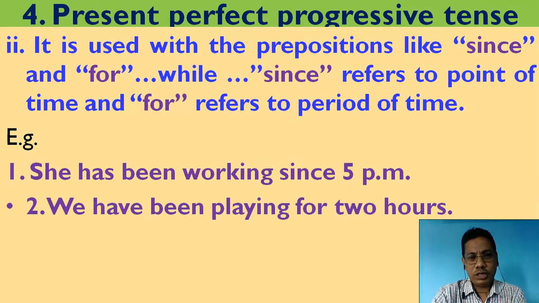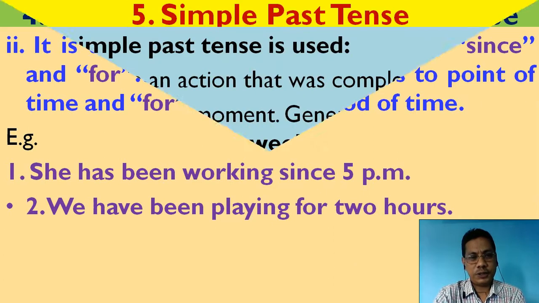It is used with prepositions like since and for, while since refers to a point of time and for refers to a period of time. For example, she has been working since 5 p.m. We have been playing for 2 hours.